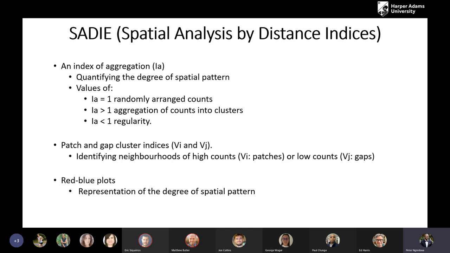While you implement this methodology, you go with the null hypothesis that your data are randomly arranged. So when you do the analysis, if you get a p-value less than 0.05, then you reject your null hypothesis. Then you say that your data are clustered or aggregated.